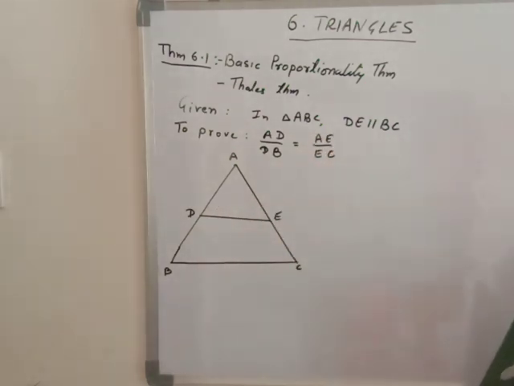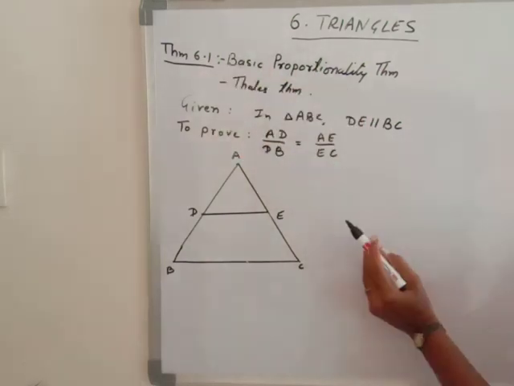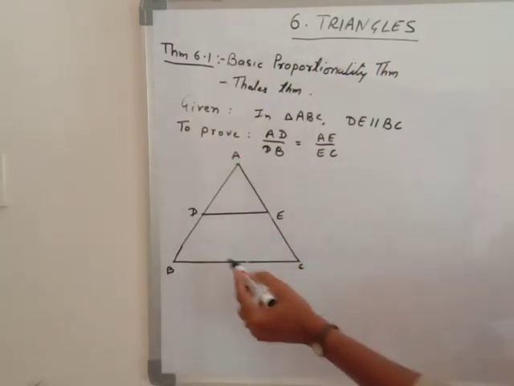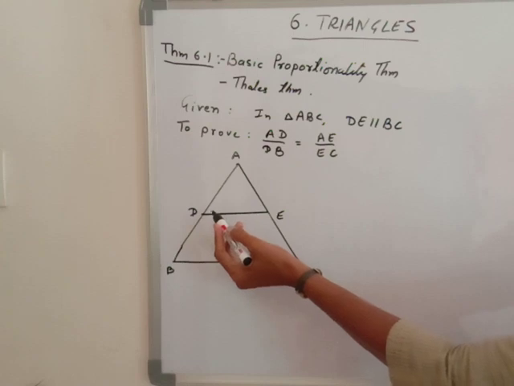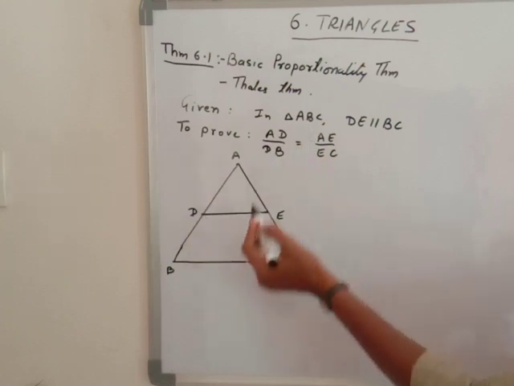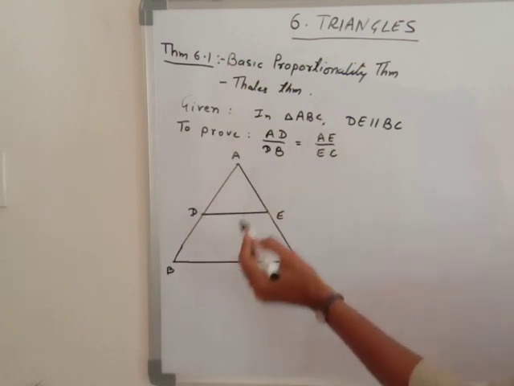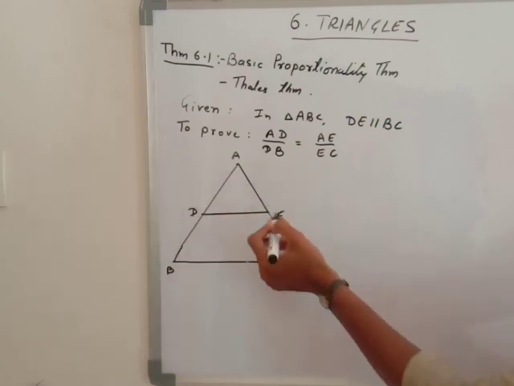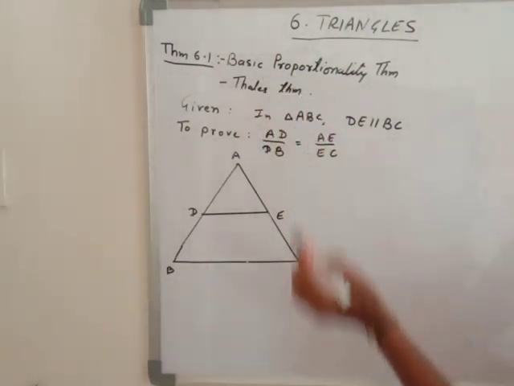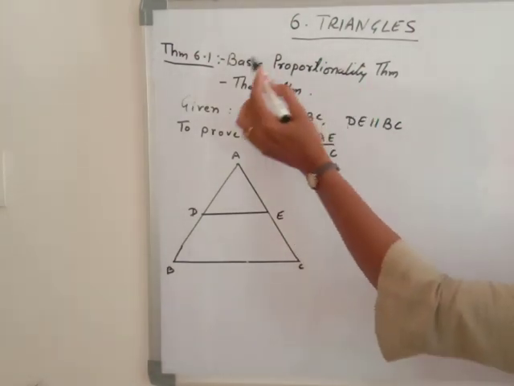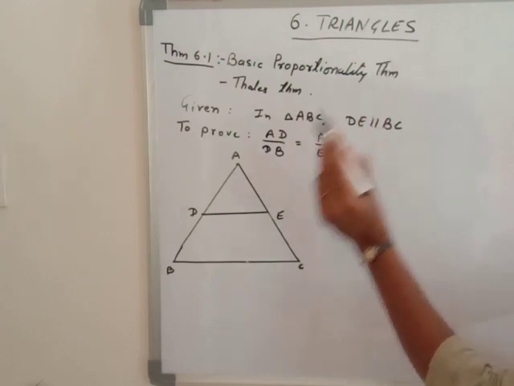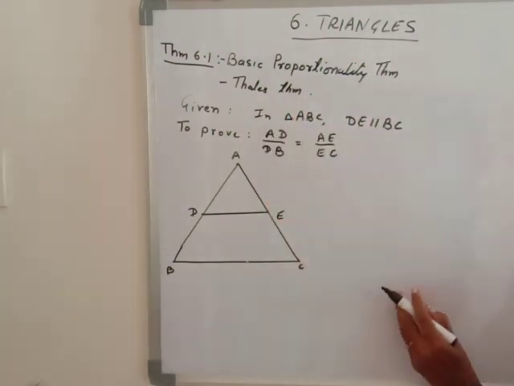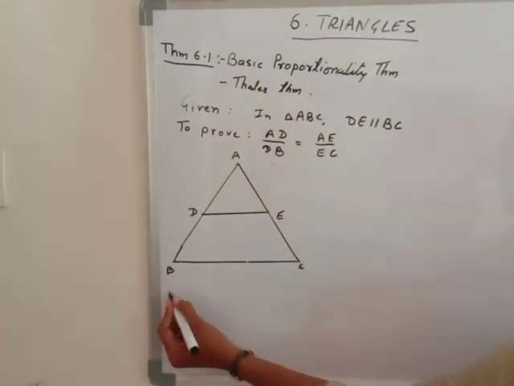I think the concept is clear. What is given and what we have to prove. What is the statement of this theorem? If a triangle is given and DE is parallel to BC, then prove that AD upon DB is equal to AE upon EC. The name of this theorem is BPT, that is Basic Proportionality Theorem, and it is also called Thales' Theorem. Now let's start the proof.